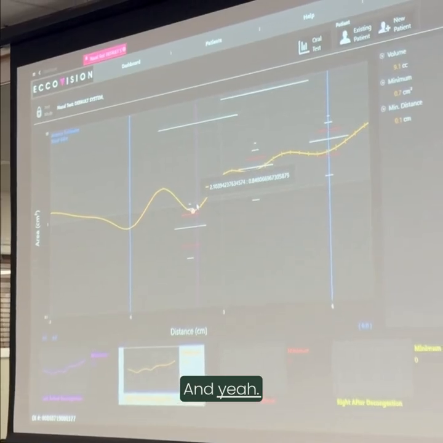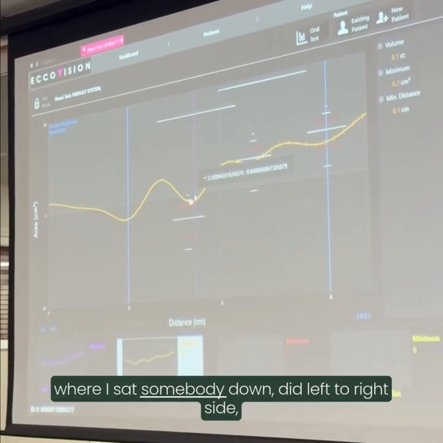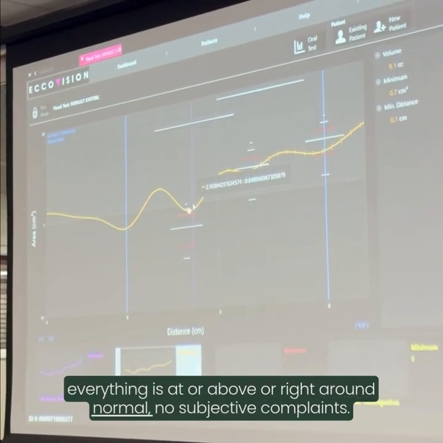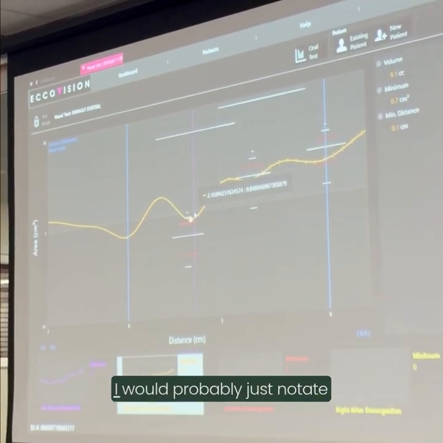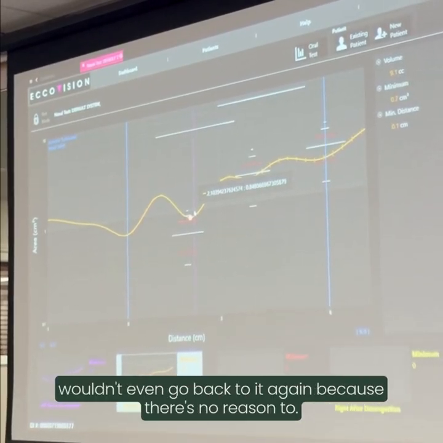So on rhinometry, in a reading like this, where I sat somebody down and did left and right side, everything is at or above or right around normal, with no subjective complaints, I would probably just notate that it was within normal limits and we'd move on, and probably wouldn't even go back to it again because there's no reason to.